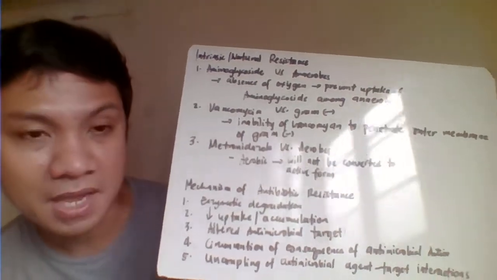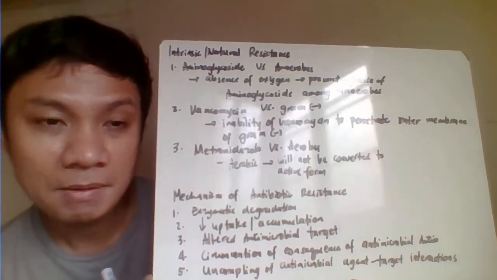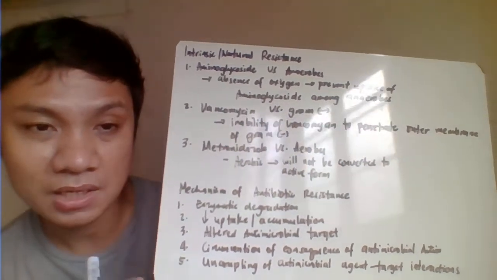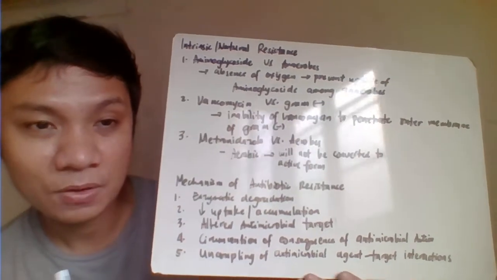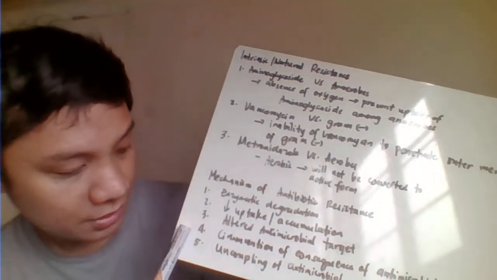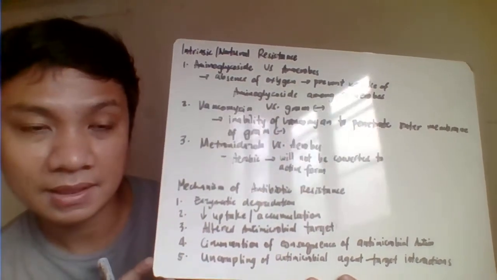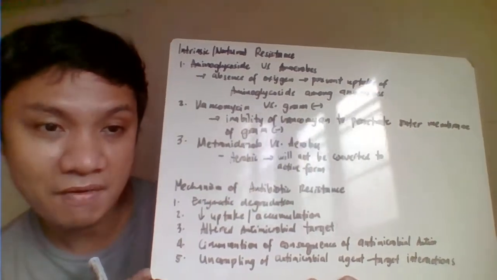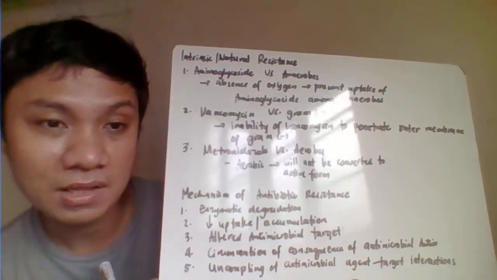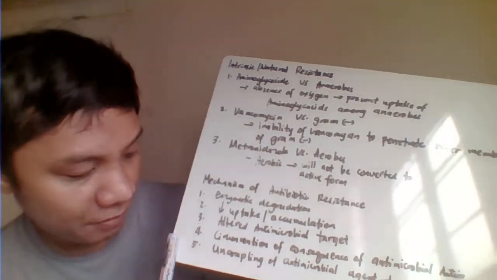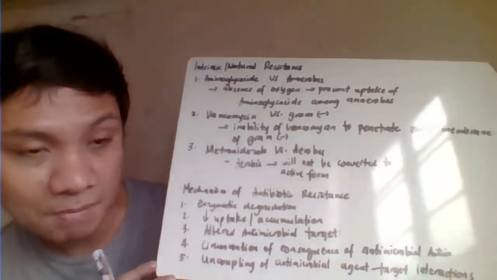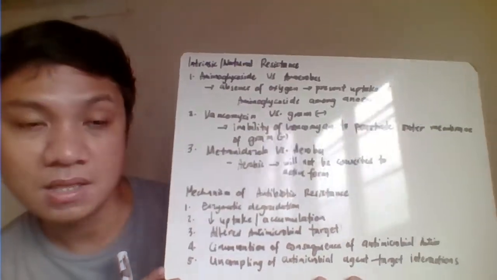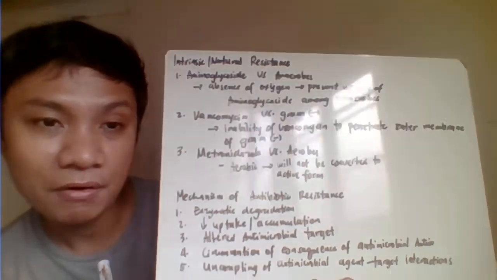Another one, decreased uptake or accumulation of your antimicrobial agent inside the cell membrane of your bacteria. If it cannot enter, it will not reach its target, so it will not eventually be effective. Another one, altered antimicrobial target. The bacteria cannot recognize the target of our antibiotics because your bacteria try to modify the target of your antimicrobial agent. Then number four, circumvention of the consequences of antimicrobial actions and uncoupling of your antimicrobial agent target interactions. It cannot bind, and therefore it will not be effective.